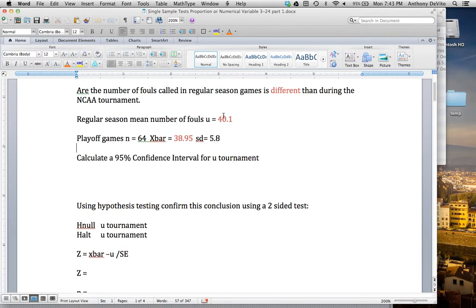Well, that's less than 40.1. We know what the average is for the regular season because we have basically the entire population for the regular season. We have all the statistics for the regular season. We know every game and how many fouls were called. So this number is a population mean. This number is a sample mean because there have been more than 64 games played. Not that many, but there's more than 64 games played. The standard deviation for that sample of 64 games is 5.8. So we know a standard deviation, and we know the sample size.